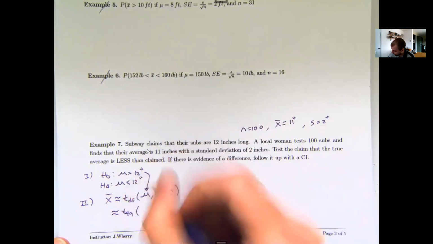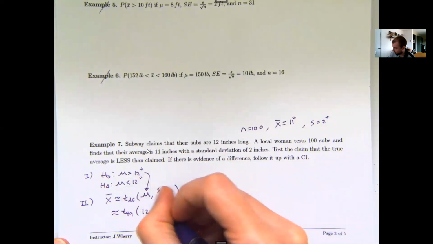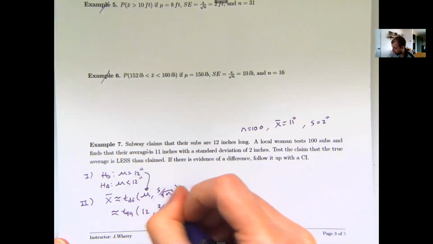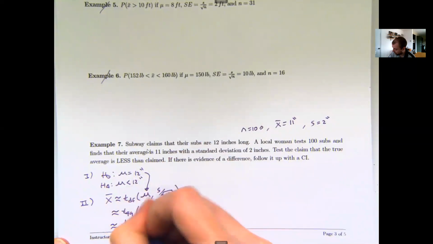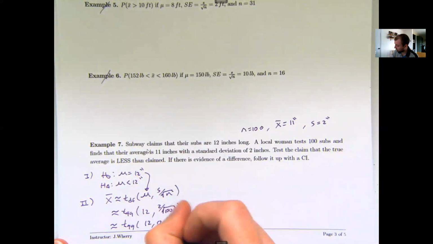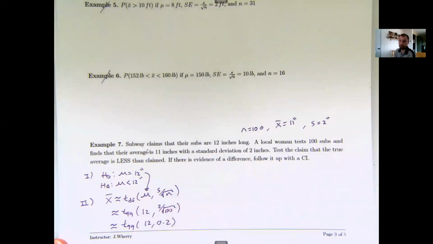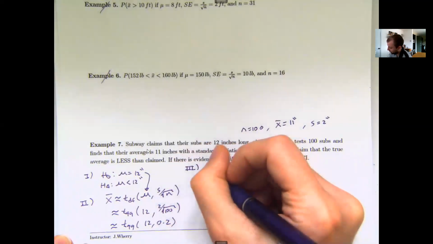Mu is 12 inches. S is 2. N is 100. I type that into my calculator. Square root of 100 is 10, so I don't know if I even need a calculator. Dividing by 10 just moves the decimal. I have a standard deviation of 0.2. I should also probably check my assumptions, but I'm just going to keep going to my third step, my p-value step.